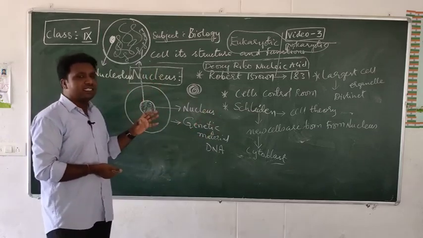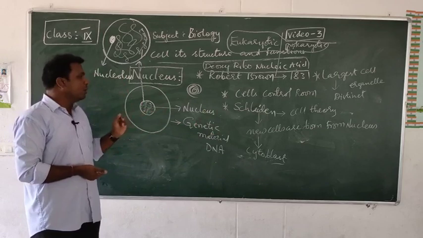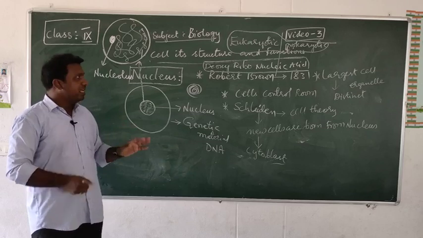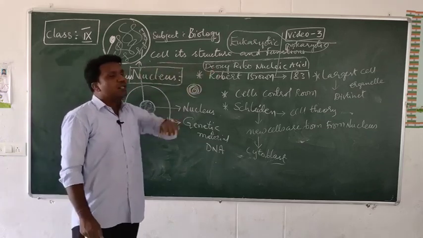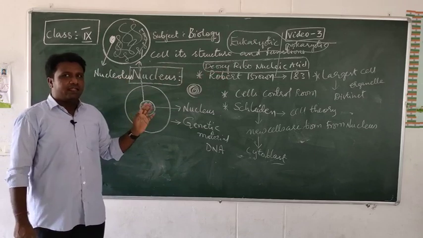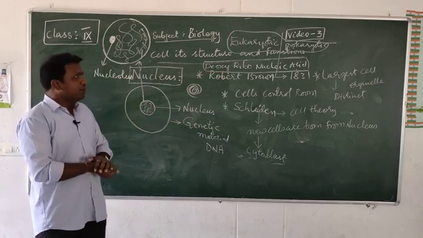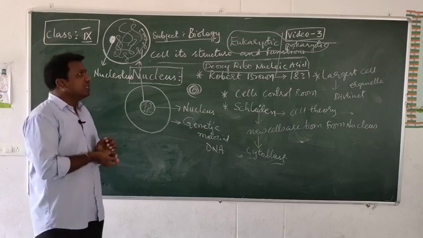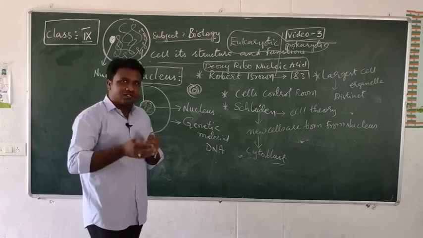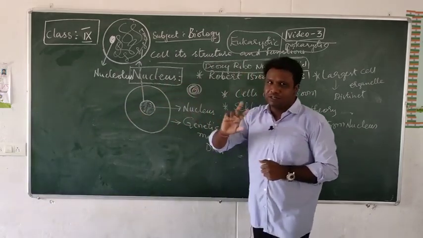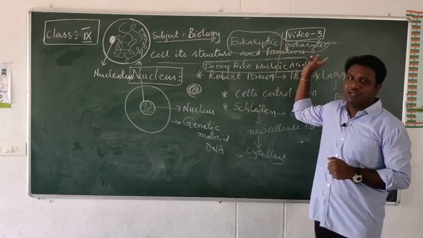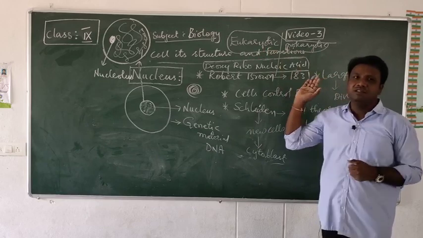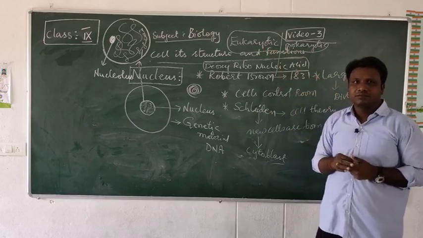And what does the nucleus contain? It contains an important material. What do you call that important material? The genetic material. What is the genetic material called? DNA. DNA stands for deoxyribonucleic acid. So we resemble our parents. Why do we resemble our parents? Because of the DNA. And based on the presence or absence of the nucleus, the organisms are differentiated into two types, eukaryotic and prokaryotic. Eukaryotes contain a nucleus, and prokaryotes do not contain a nucleus.